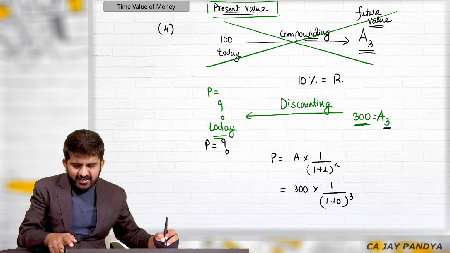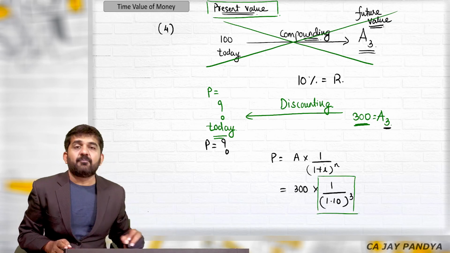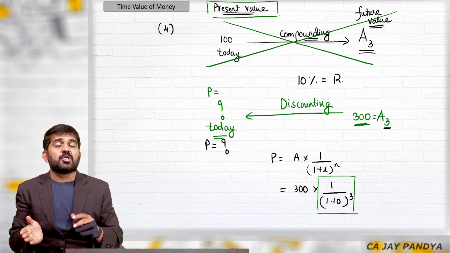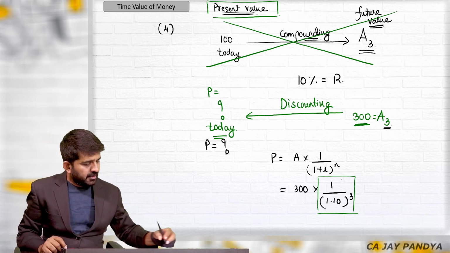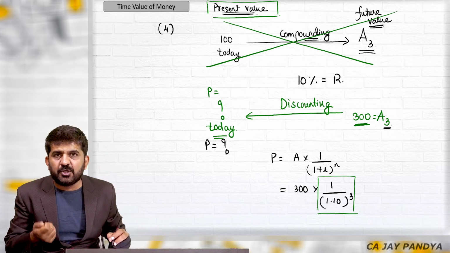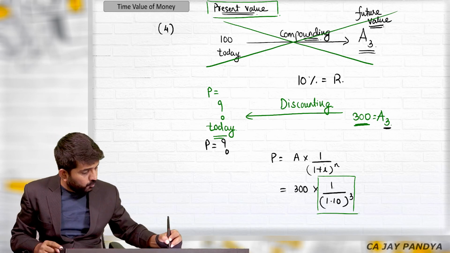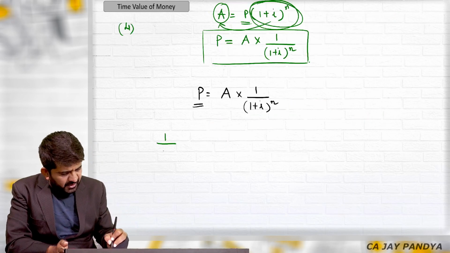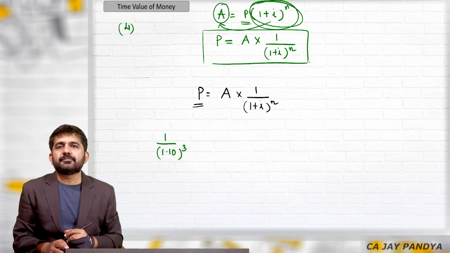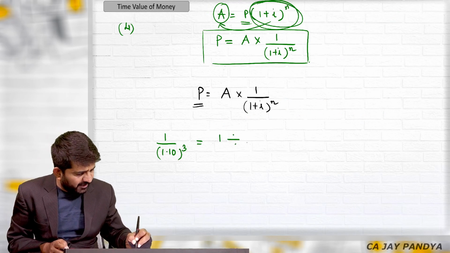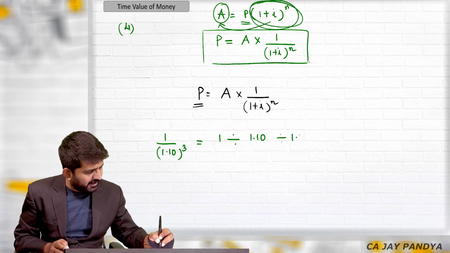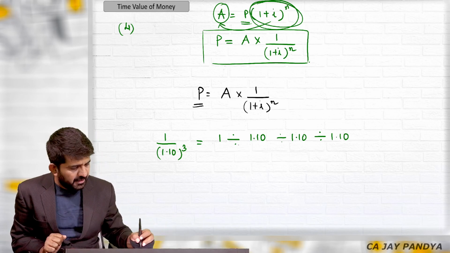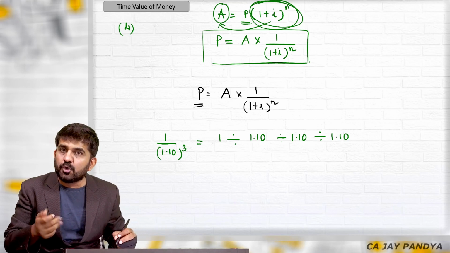I am first finding out this. Sir, every time we should do this? Yes, this answer can be found out in n number of ways. I want you to learn this method because it will be helpful in finding out annuities. I am not finding out 1.10 raised to 3. I am finding out 1 divided by 1.10 raised to 3. How will I find out 1 divided by 1.10 raised to 3? 1 divided by 1.10 divided by 1.10 divided by 1.10. I hope you understand this, both answers are the same. It is 1 divided by 1.10 raised to 3.